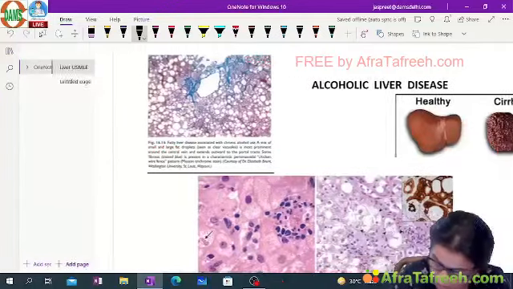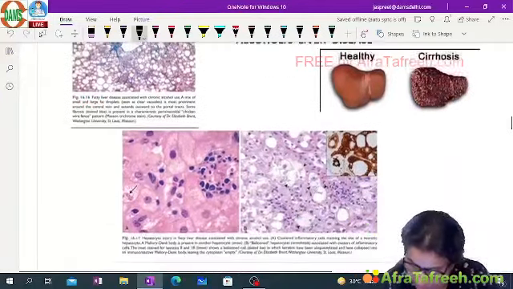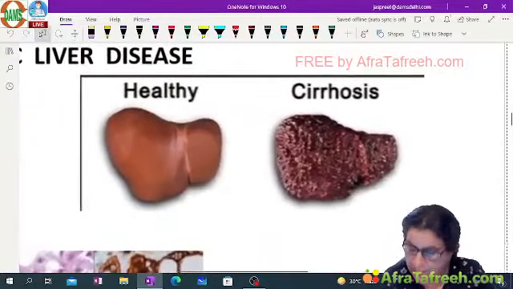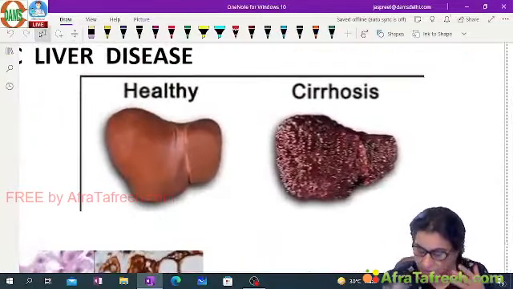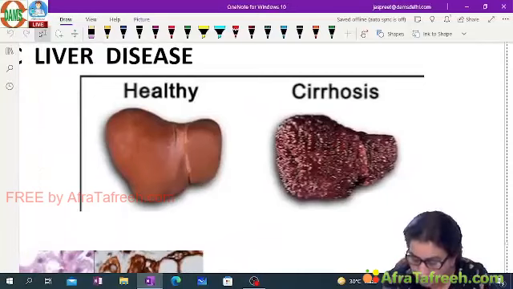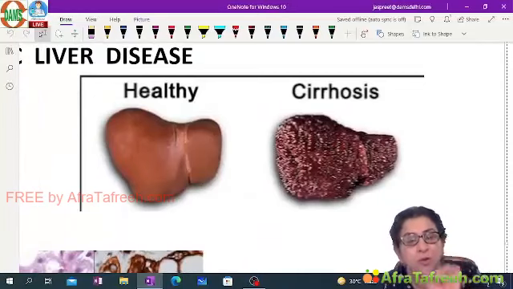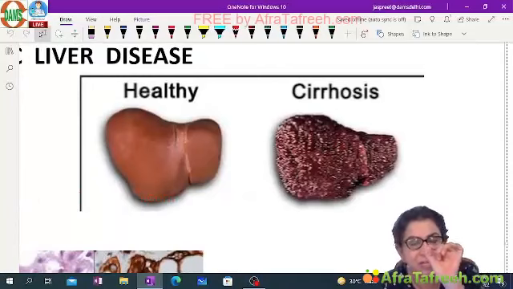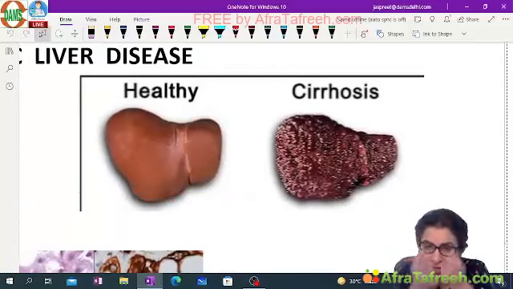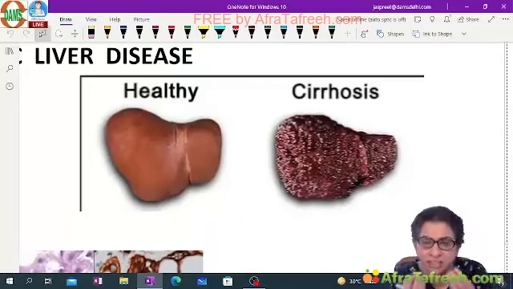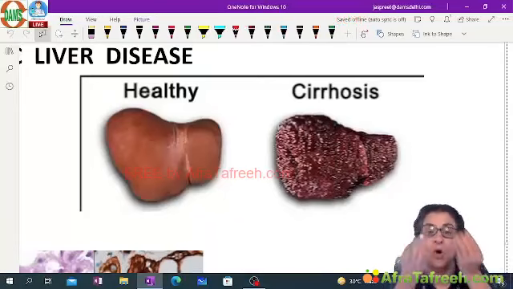Okay, now let us look at the picture. First, this is alcoholic liver disease. Look at this healthy liver and then the cirrhotic liver. What type of cirrhosis is it? It is micronodular cirrhosis, with less than 3 millimeter size nodules on the surface of the liver, and there are large areas of fibrosis or scarring, and these tiny nodules stand up like hobnails.